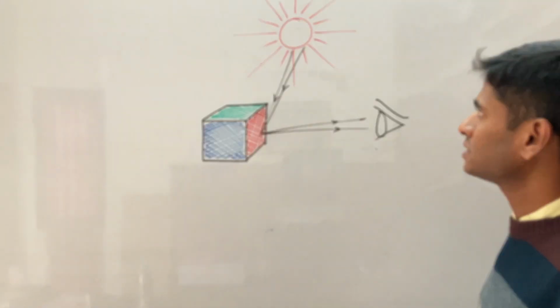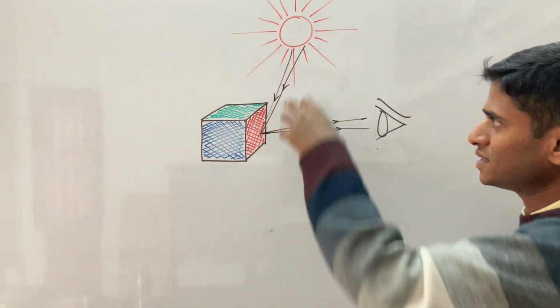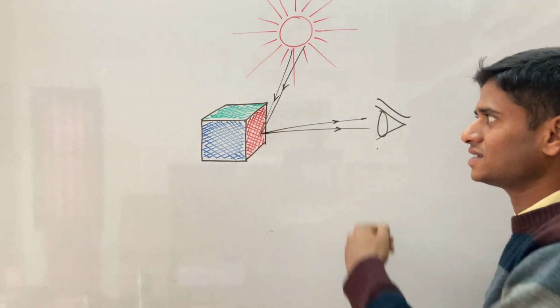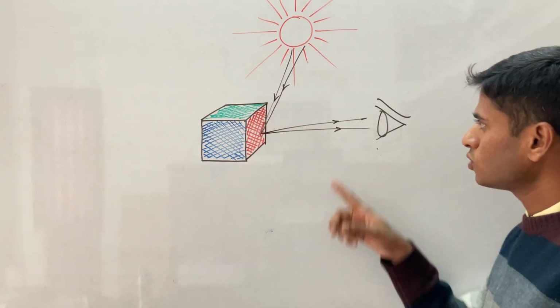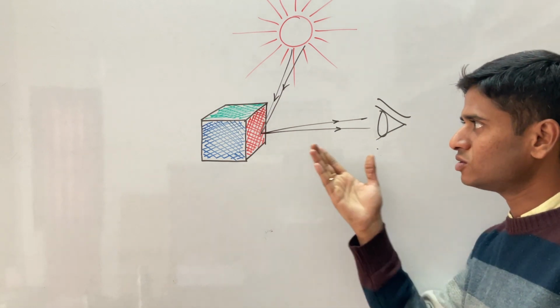We understood that we need to have a light source which is giving out light, and that light falls on the objects and gets reflected from the objects. When the reflected light reaches my eye, I happen to see the object.